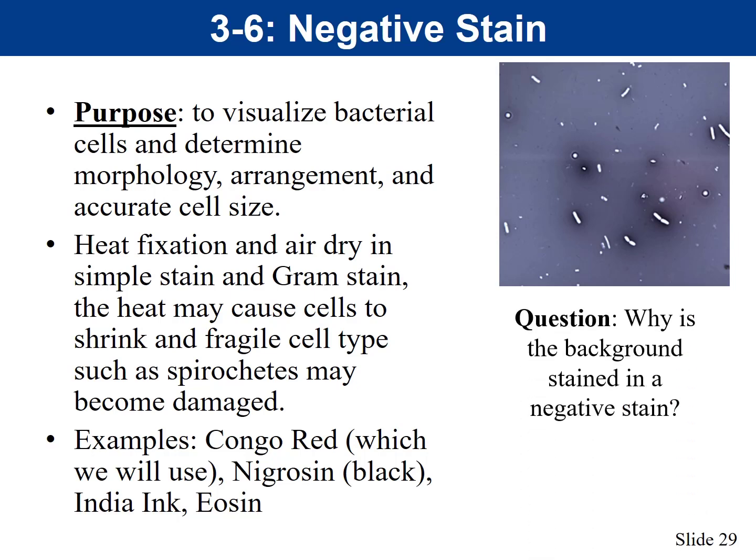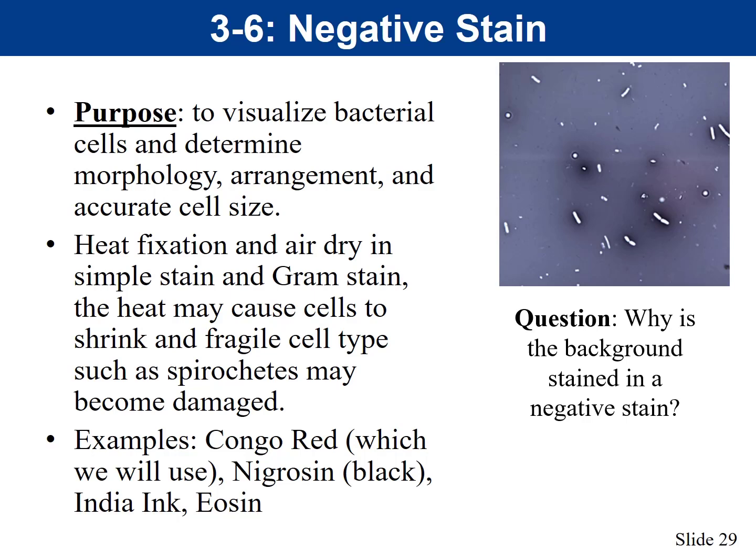I have a question for you, and that is, why in this example is the background stained in a negative stain? If you look at this picture here of a negative stain, notice that the background is stained, and you see these middle clear parts. Well, these clear parts are the cells themselves.